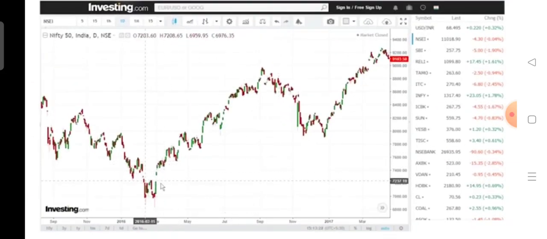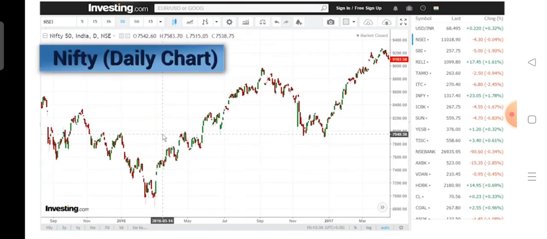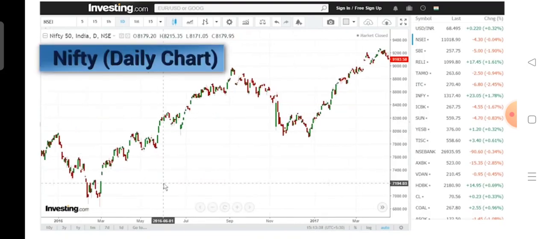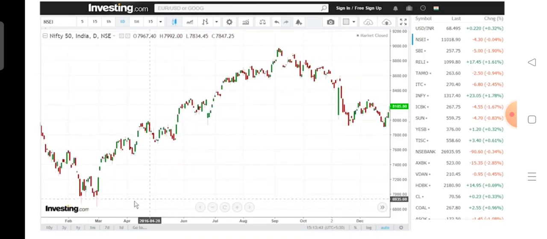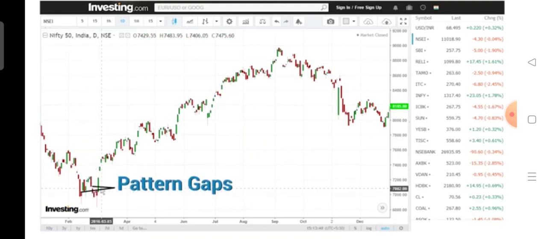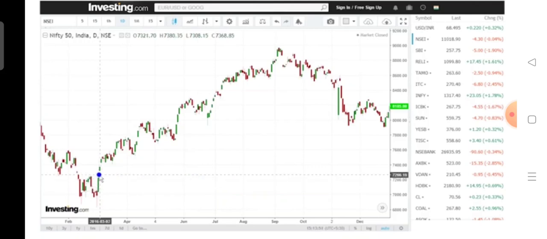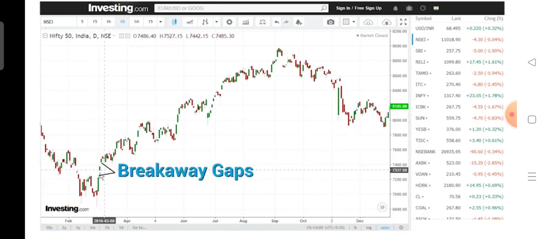Let us look at the chart. Here we are looking at the investing.com charting solution, the web-based charting solution, and here we are looking at the daily chart of Nifty. Now see, initially the market was within a range. There were a few gaps created within the range itself, so these are called pattern gaps. Then there was a range breakout and the market moved higher and this gap was never filled. So these are basically breakaway gaps.